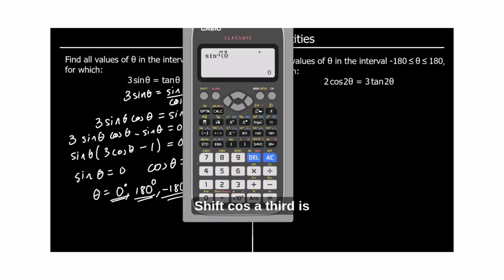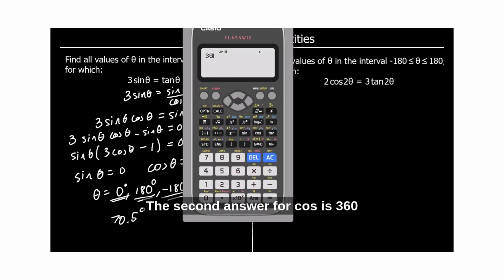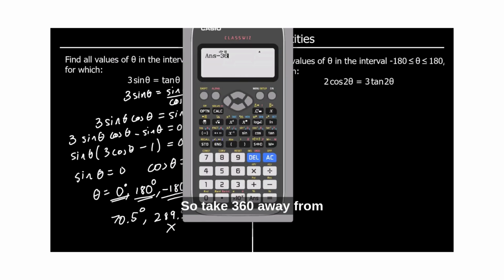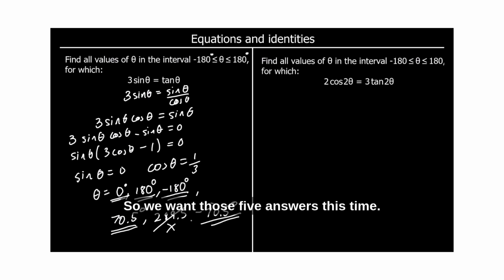Shift cos a third is 70.5. The second answer for cos is 360 minus the first answer. That's 289.5. We don't want that one. So take 360 away from it, and we'll have negative 70.5. So we want those 5 answers this time.